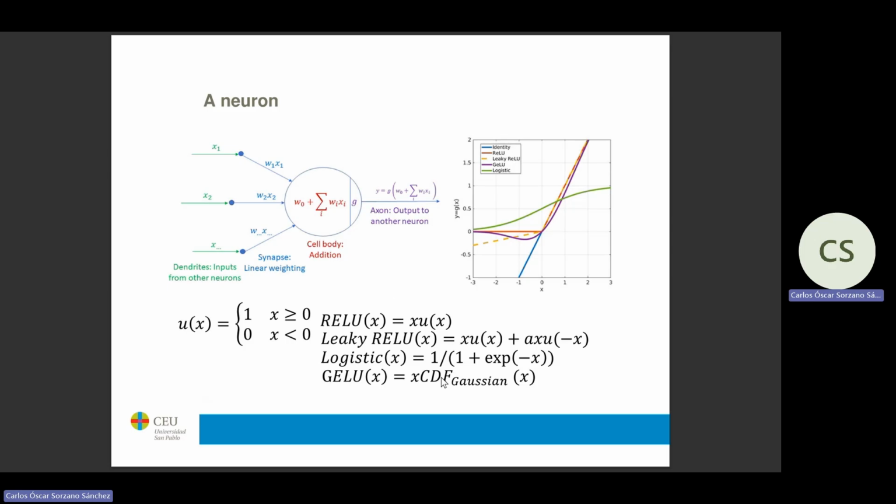Then you have the logistic function, shown here, the green one. Then you have GELU. GELU is somehow a combination of these two ideas. So it is X times the CDF. It looks like the ReLU, but in the negative part there is a little bit more information than the leaky ReLU up to some point, up to here, and then the gradient goes to 0.